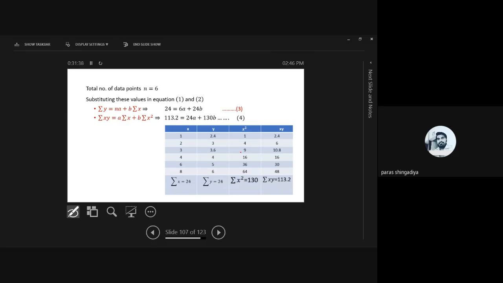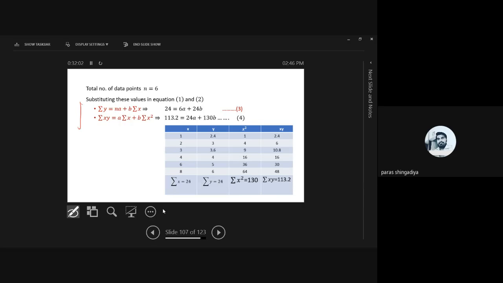So how many values are given in the table? 6 values are there. Okay, 6 pairs are given, so n is equal to 6. Then substitute these values in both equations. The first equation will be 24 is equal to 6a plus 24b, and the second one is 132.2 is equal to 24a plus 130b.